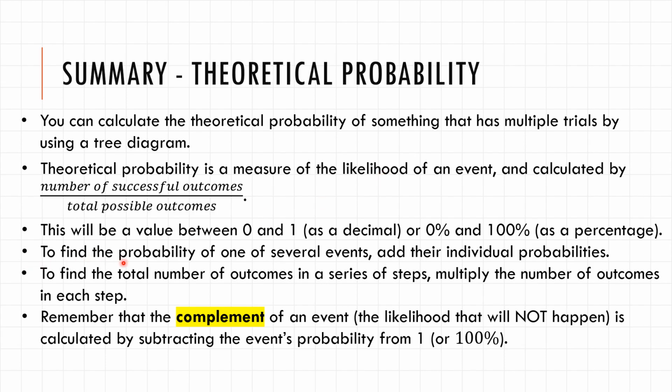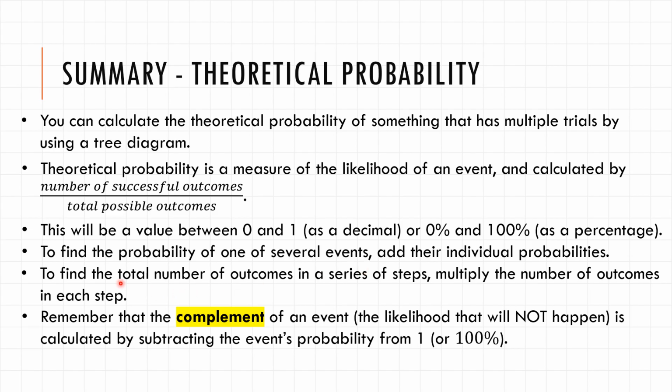This will usually be a value between 0 and 1 if we're representing it using a decimal, or between 0% and 100% once we divide these and then multiply by 100 if we're expressing it as a percentage. If there are several events that we are checking, we can find out the theoretical probability of each of them and then add those together to find the probability of one of those events happening.